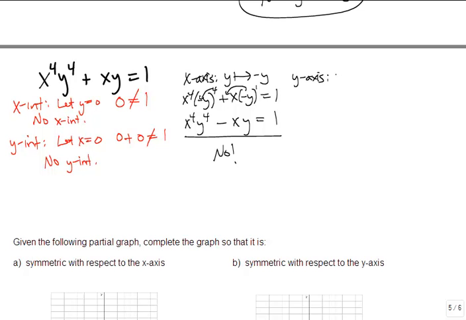So I'm going to replace x with minus x using parentheses. So this x becomes minus x to the fourth, y to the fourth, plus minus x times y. This negative goes away because it's an even power. This negative just gets pulled out front, stays put, and that no longer looks like the original.